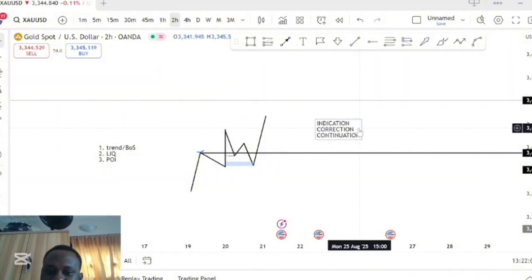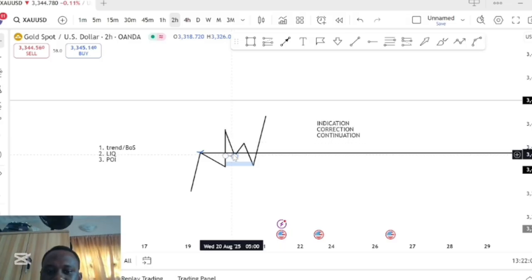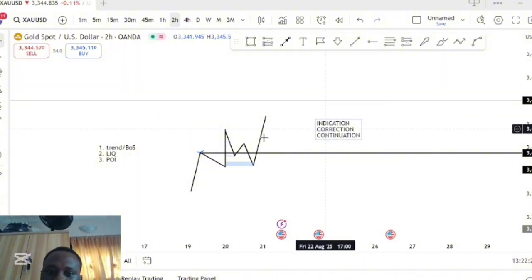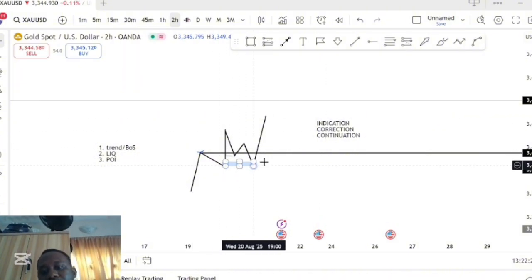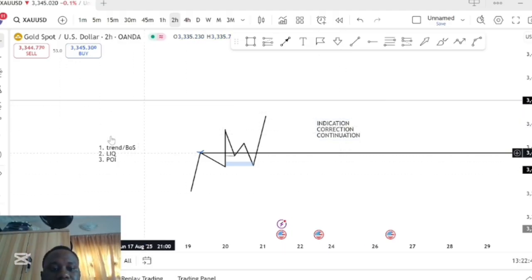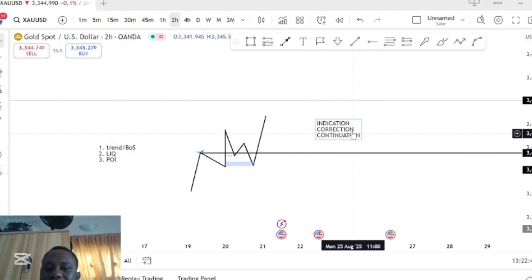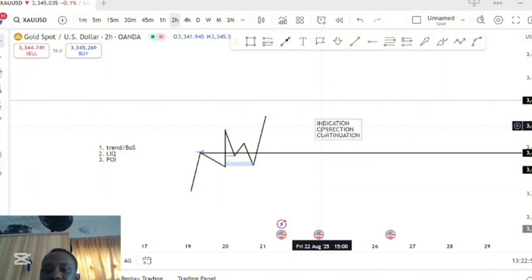The second one, right? Which is correction. Price will have to come into this place to correct. Then the continuation is already here, because the break of structure already shows continuation of the market. So indication is price breaking out of a particular range, which is this. Correction is price coming back to where it broke out from. Then you look for what? Your POI. So have you seen why I said that this SMC and this ICC are the same thing? Just that people are using different terminologies to represent whatever they want to see in the chart.